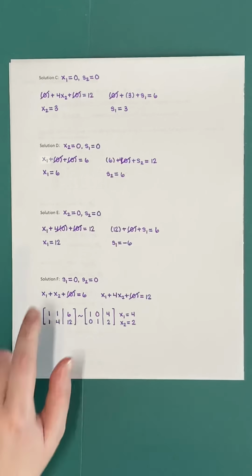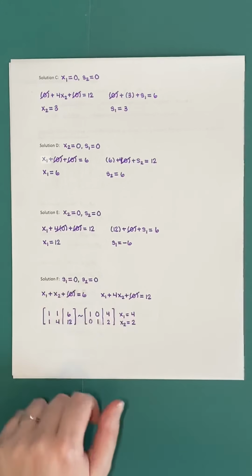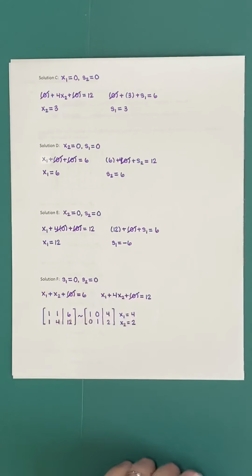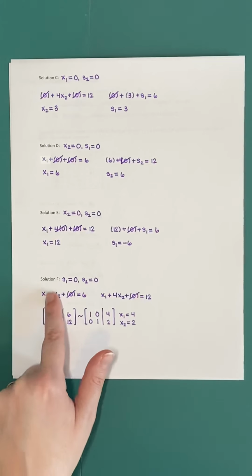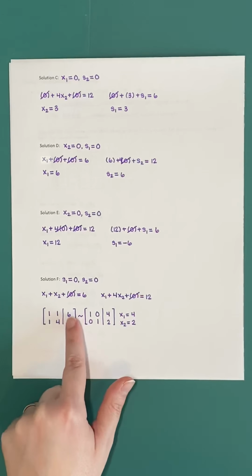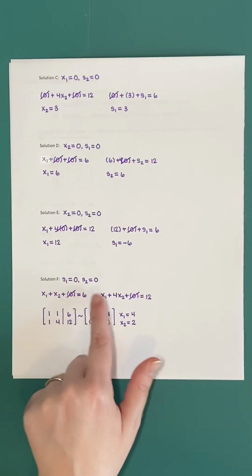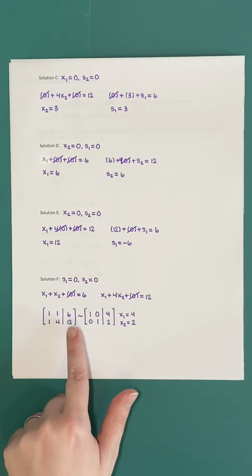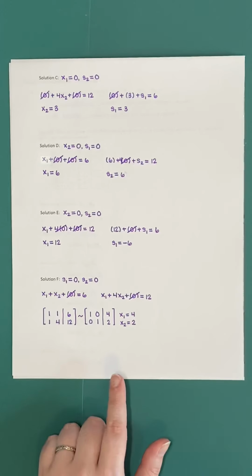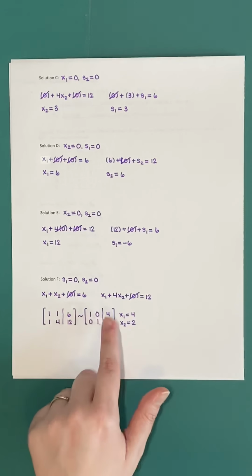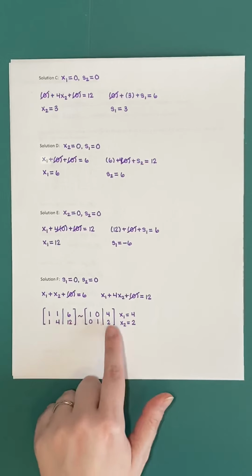You could do elimination, so maybe multiply one of these by a negative and then combine and eliminate those x1s. That's an option as well. I just used a matrix. So first line would be 1, 1, and 6 for the first equation. And then the second line would be 1, 4, and 12 for the second equation. I reduced this in my calculator, and this is the reduced matrix. So we know that x1 has to be 4 and x2 has to be 2.